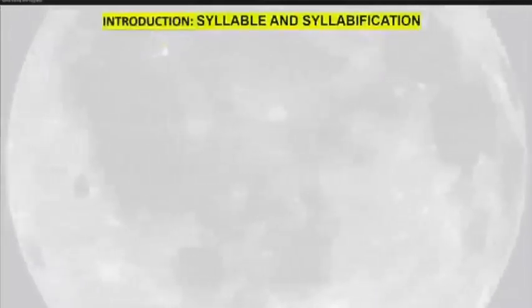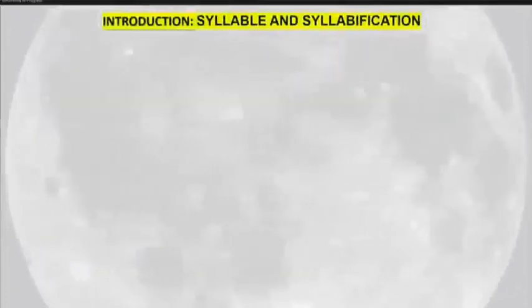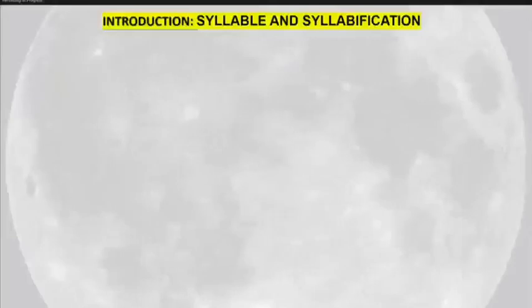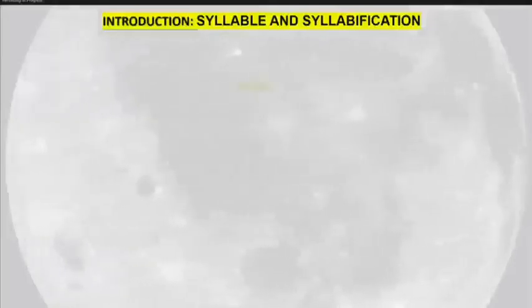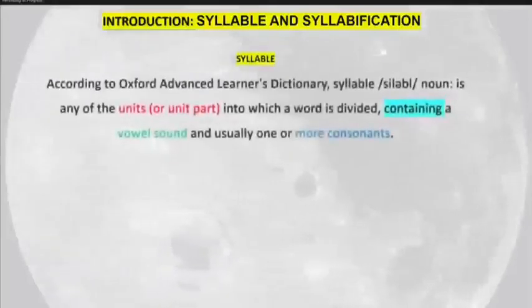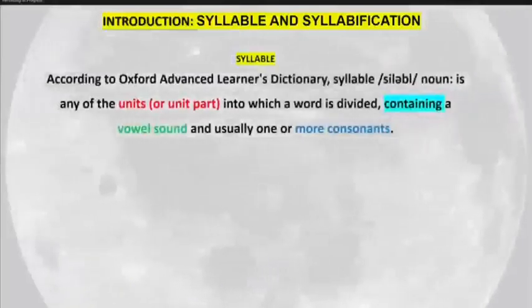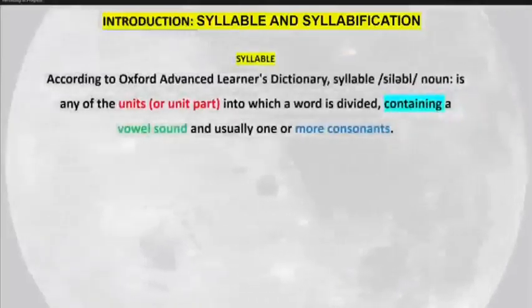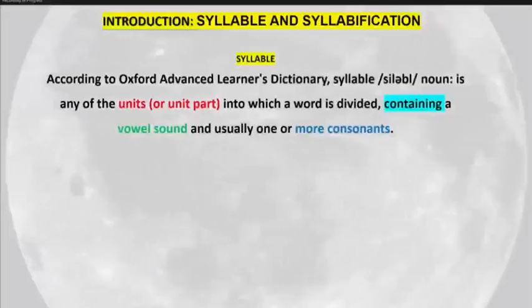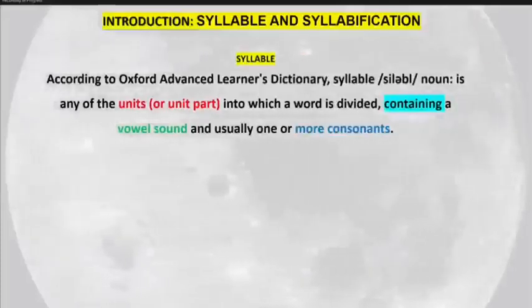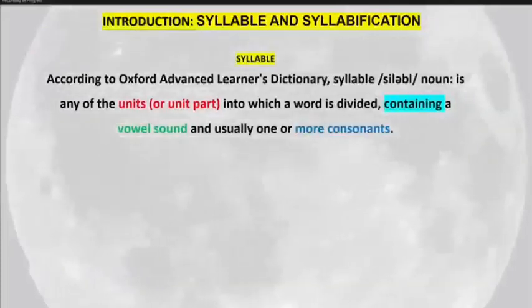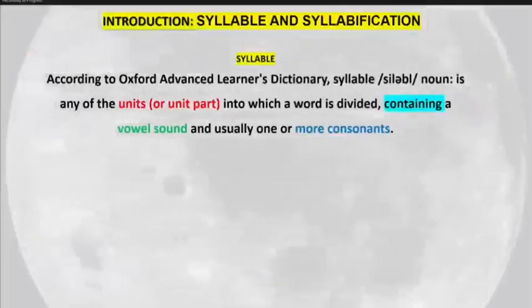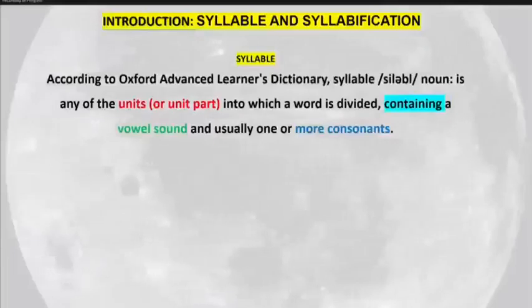Now, when the terms syllable and syllabification are mentioned, it's important to draw inspiration from the definition offered by the Oxford Advanced Learners Dictionary. And here we have it this way. It defines it as a unit of sound in which a word is divided, and each part contains vowel sounds and usually one or more consonants.